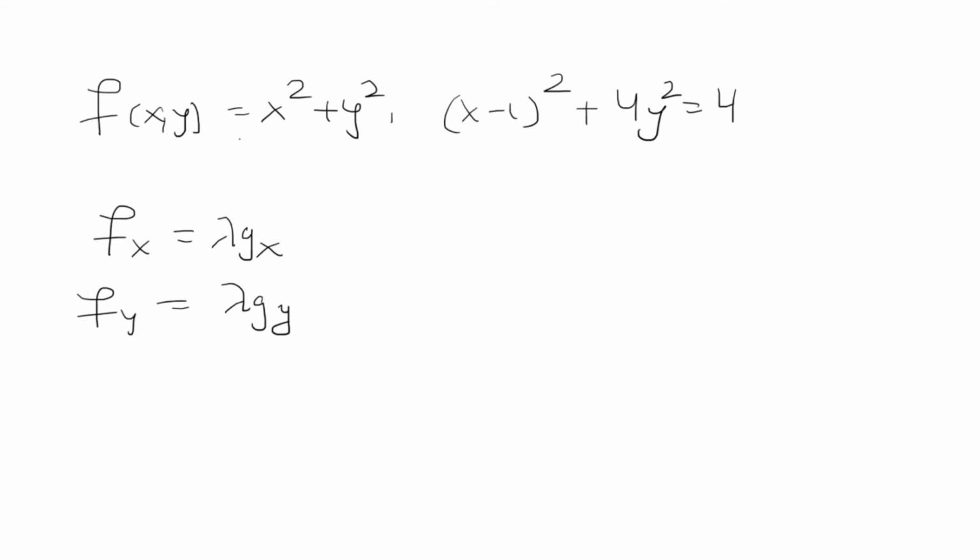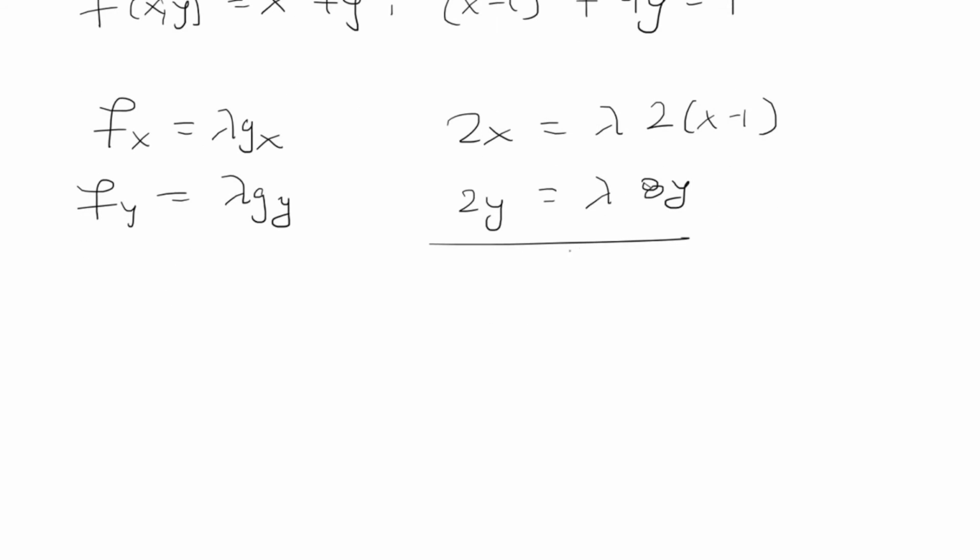And first, let's find the partial derivatives with respect to x. So that would be 2x. And then take the derivative here with respect to x. Ignore the 4y squared and the 4. We get 2 times x minus 1. And then now take this with respect to y. We get 2y. And then this with respect to y will be 8y.